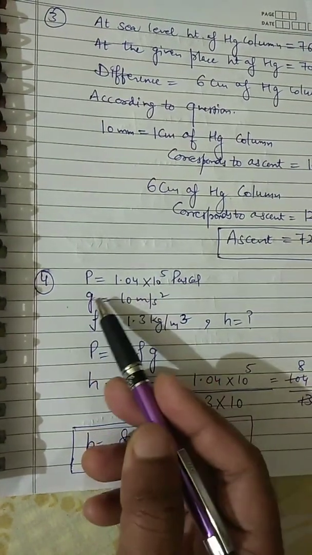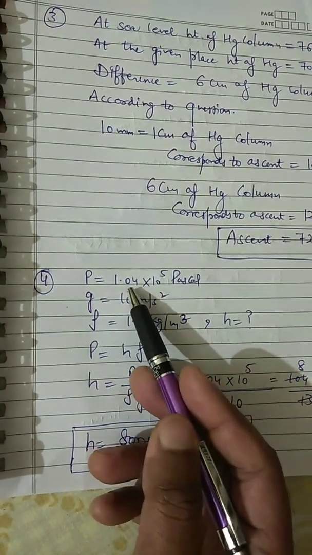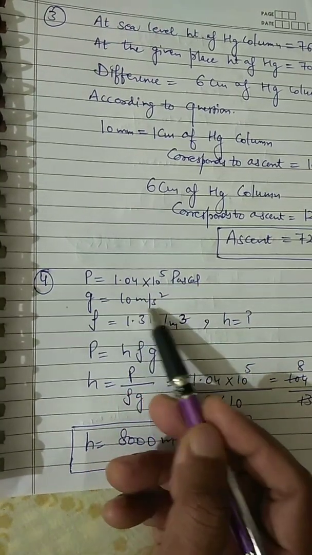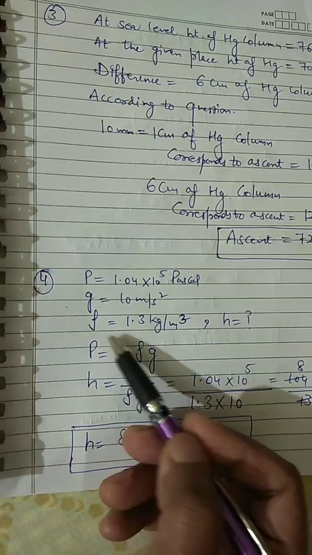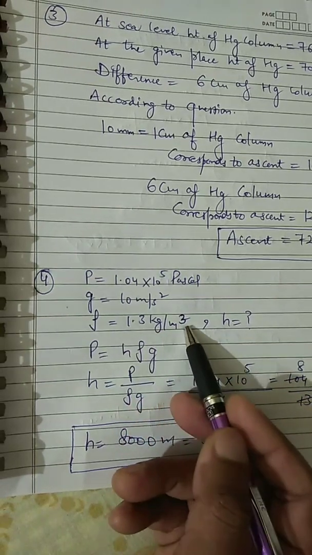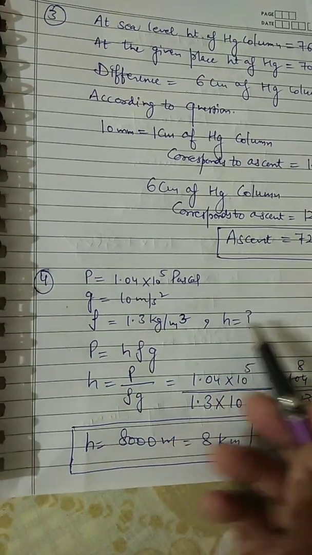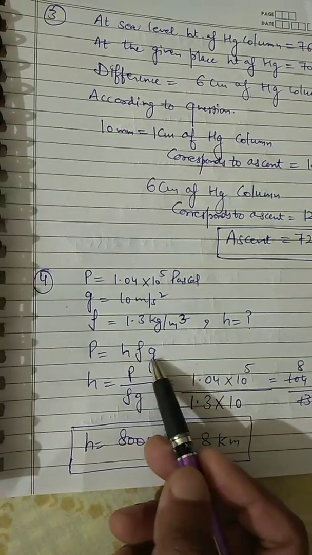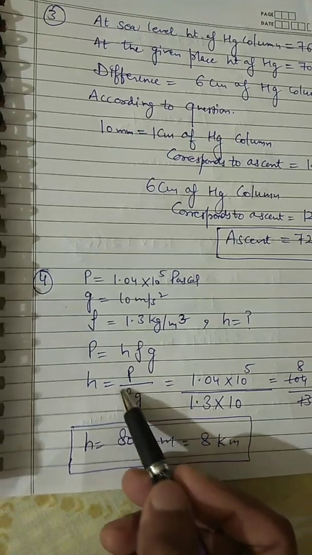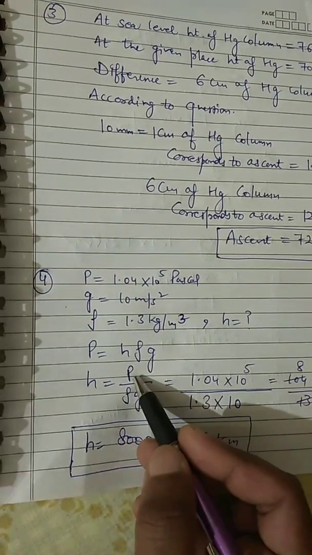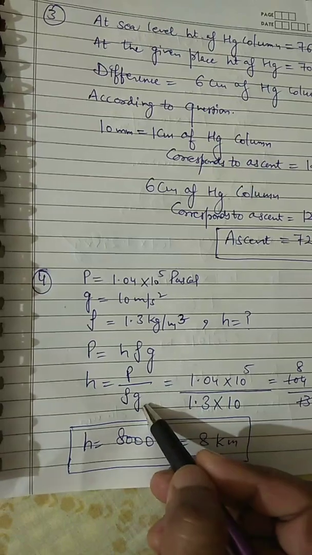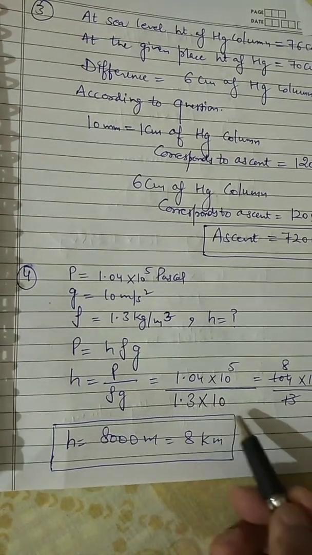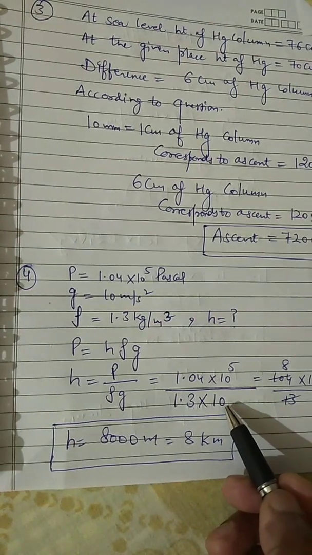Fourth numerical, the pressure which is given is 1.04 into 10 to the power 5 Pascal, gravity is 10 meter per second square, and density is 1.3 kilogram per meter cube. Now the height that you have to find, again apply the formula pressure equal to H rho G. H is equal to P upon rho G, where P is the pressure, rho is the density, and G is the gravity. Substitute the values of pressure, density and gravity.